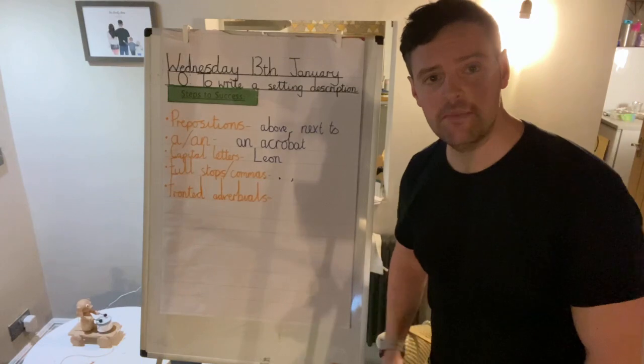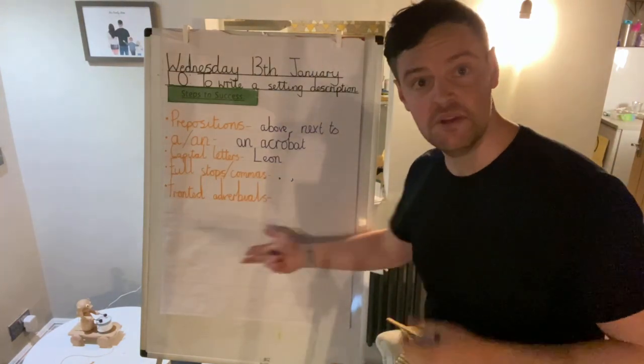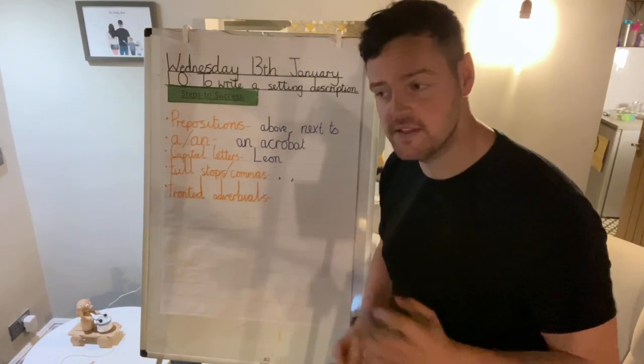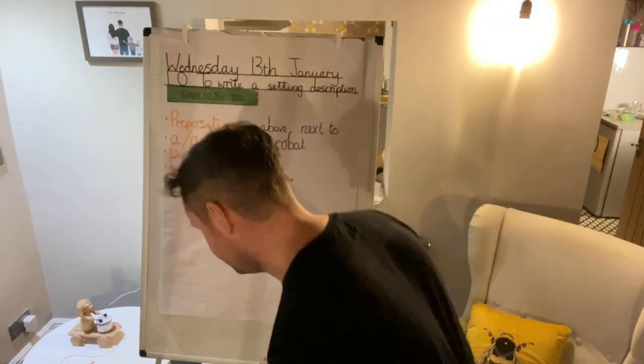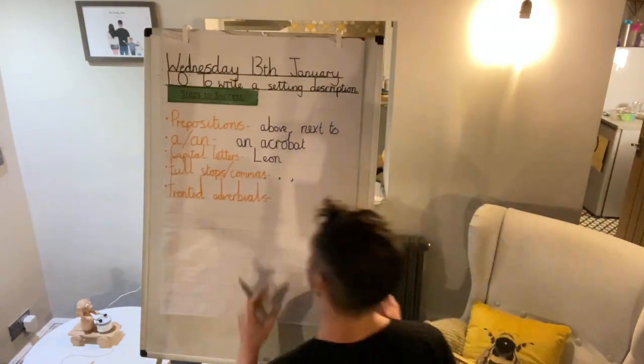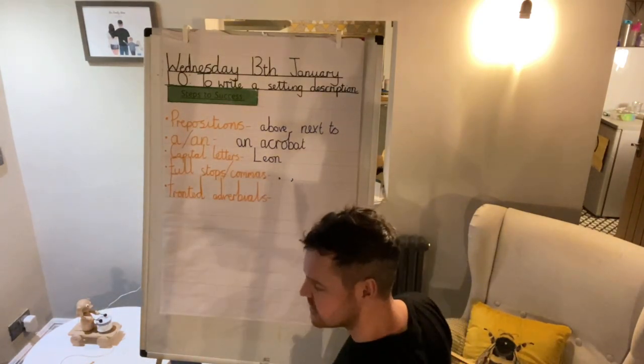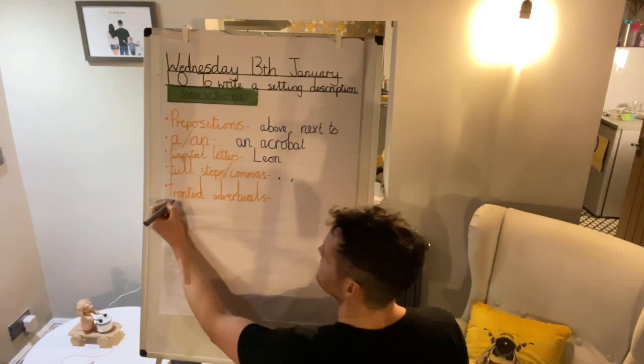So fronted adverbials is where an adverbial is at the front of the sentence. We often use this for place, and this is what we're going to be doing within our writing. The first one is of place. We're going to talk about another one very shortly. So fronted adverbial of place, it could be something like how we started yesterday.